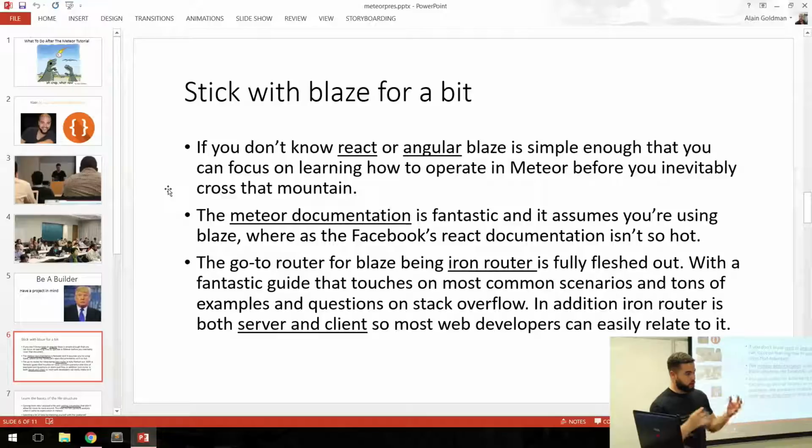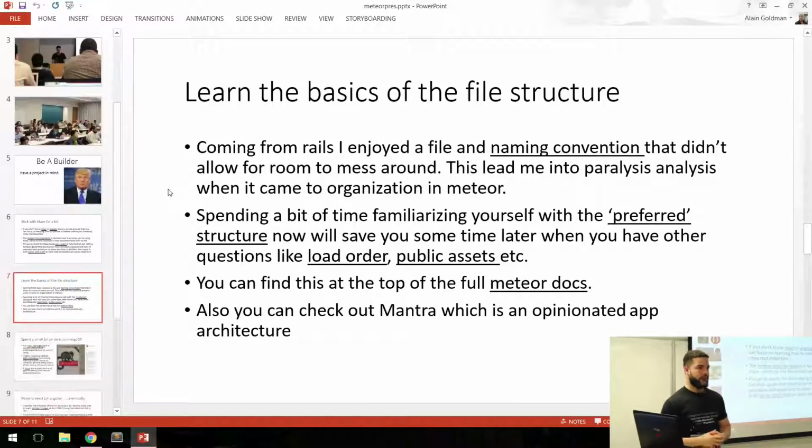So it allowed me to learn the whole scope of it. Also, Iron Router is both server and client side, so it makes a good reference point to the things that I've known before. And before learning Meteor, I was actually a Ruby on Rails developer by trade. And it provided a number of interesting points.